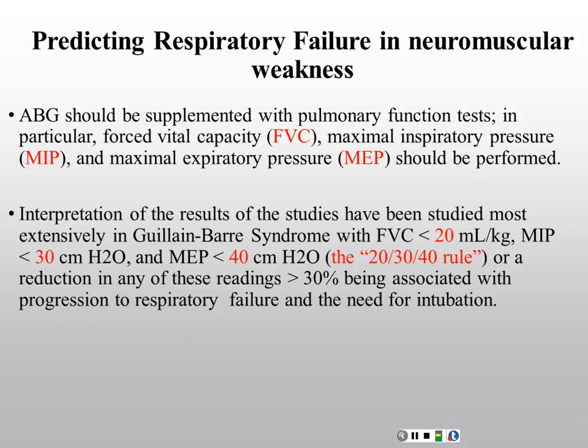This question can come targeting a patient with Guillain-Barré syndrome or myasthenia gravis. You have to remember these numbers. What are the respiratory parameters that can predict respiratory failure in this individual? You can remember this rule: 20, 30, 40. Vital capacity, FVC, which is forced vital capacity, if it's less than 20 mL/kg, maximum inspiratory pressure less than 30, maximum expiratory pressure less than 40, these can predict that the patient is at high risk for respiratory failure and probably needs intubation. So remember 20, 30, 40.